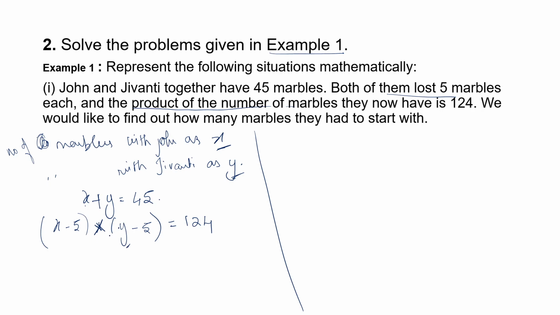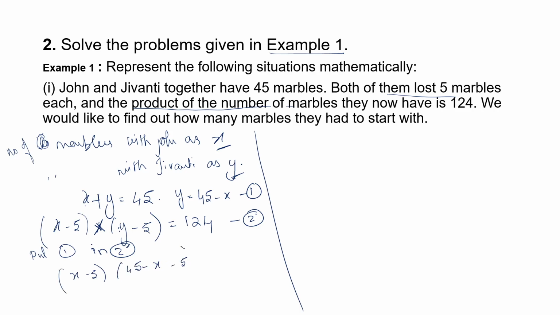Okay, so now let me find what Y is from here: 45 minus X. This is equation 1, this is equation 2. So put 1 in 2. For Y, I will substitute 45 minus X. So (X minus 5) into (45 minus X minus 5). Okay, in this Y I am substituting 45 minus X. So (X minus 5) into (40 minus X) equal to 124.